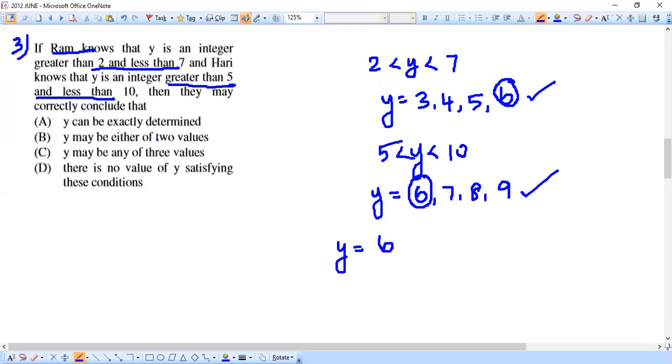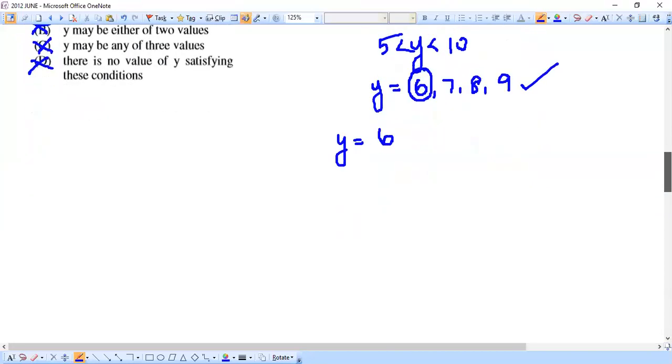Let's see the other options also. Y may be either of 2 values. No, we have no doubt about it. Y is taking only one common value. So that means option B cannot be the answer. Y may be either of any 3 values. No, that is also wrong because we have only one common value. That is also wrong. Sure, we are able to find one common value. So that means option A, y can be exactly determined, is the answer for this third question. Very simple question, but with numbers and a kind of reasoning they have included it.